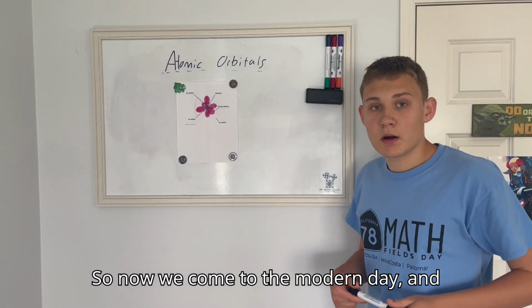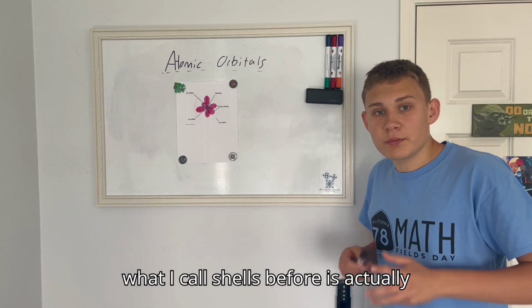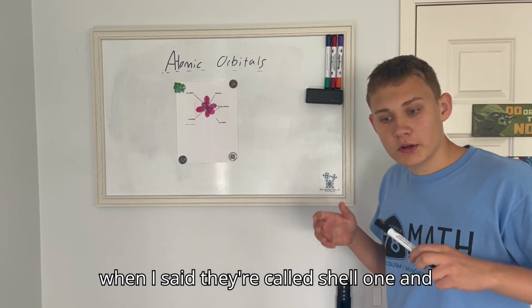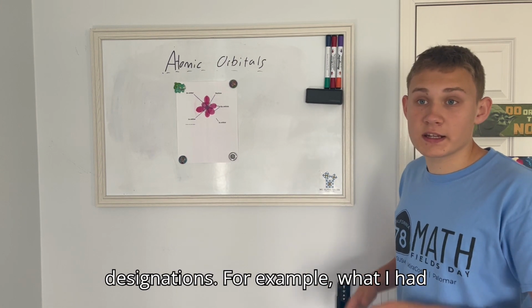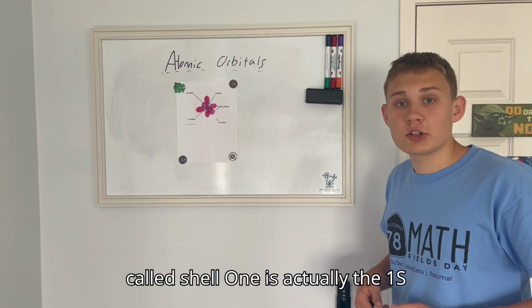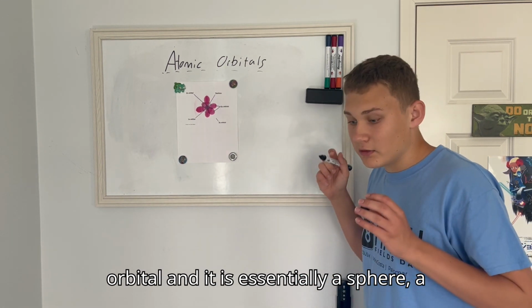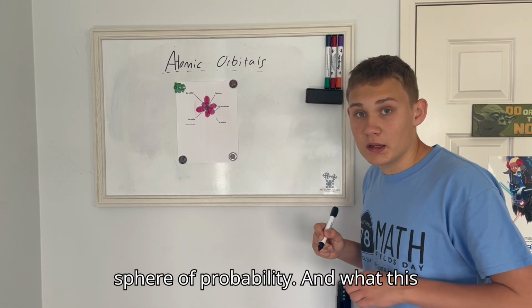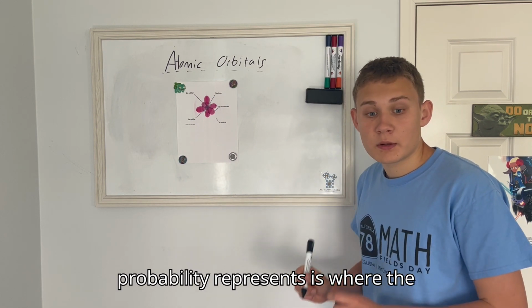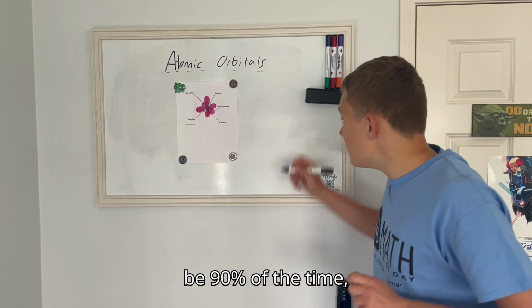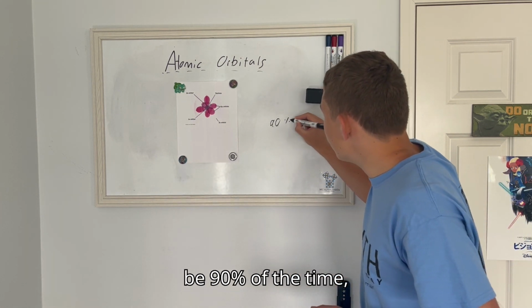So now we come to the modern day. What I called shells before are actually called orbitals. And I did lie to you when I said they're called shell 1 and shell 2. They actually have their own designations. For example, what I called shell 1 is actually the 1s orbital. It's essentially a sphere of probability, and what this probability represents is where the electrons of that energy level will be 90% of the time.